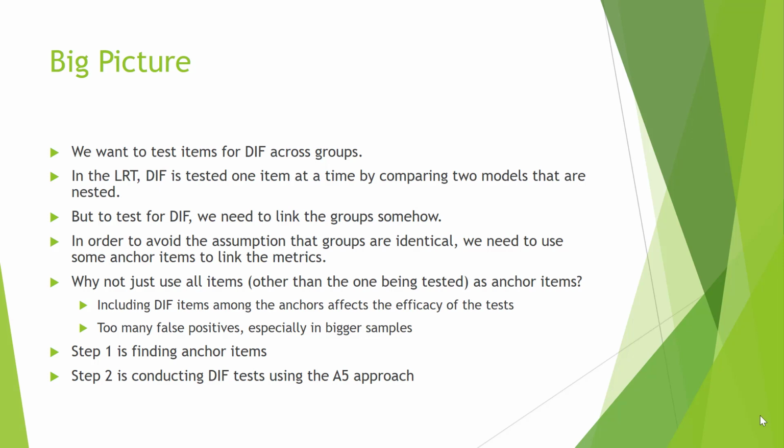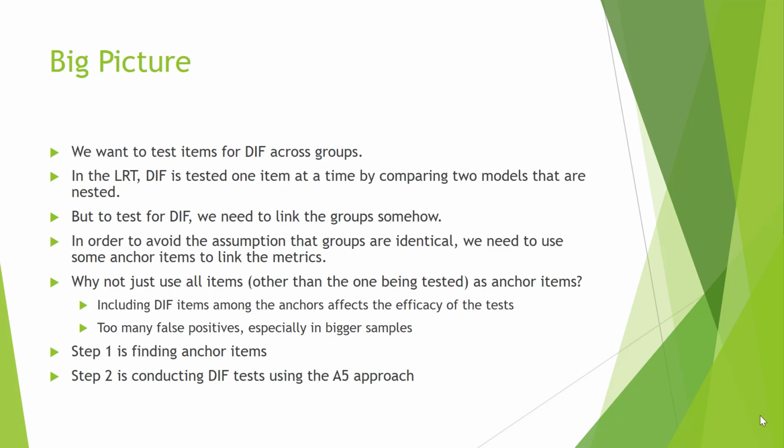So for the likelihood ratio test, to test for DIF, you test one item at a time and you compare two different models that are nested. And we talked about that already as well, where one model is sort of a special case of another model. So if you take a free model and then you start constraining parameters, that'll be nested inside the free model, and vice versa. But those two things are nested within each other.